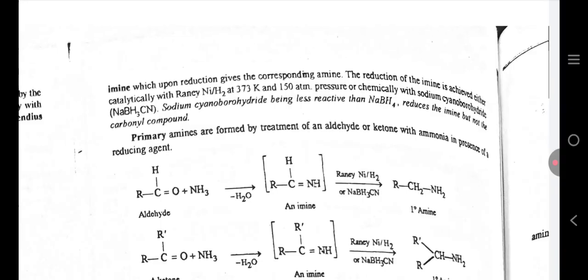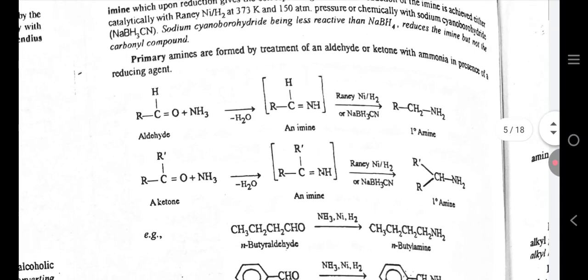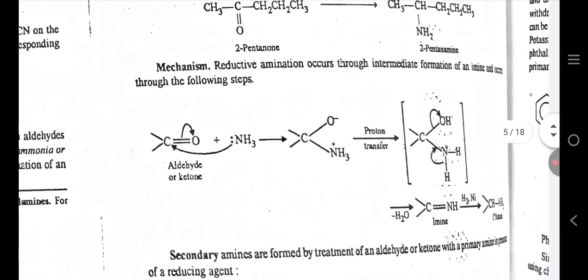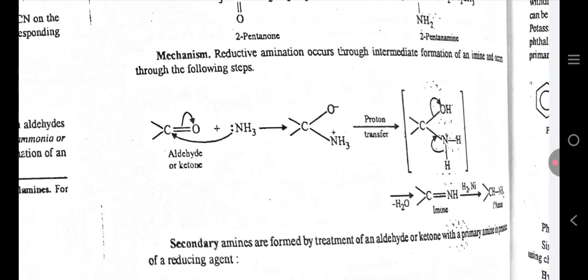The reduction of the imine is achieved either catalytically with Raney Ni at 373 Kelvin and 150 atmosphere pressure, or chemically with sodium cyanoborohydride. Sodium cyanoborohydride, being less reactive than NaBH4, reduces the imine but not the carbonyl compound. Primary amines are formed by treatment of an aldehyde or ketone with ammonia in the presence of a reducing agent. Mechanism. Reductive amination occurs through intermediate formation of an imine and occurs through the following steps.